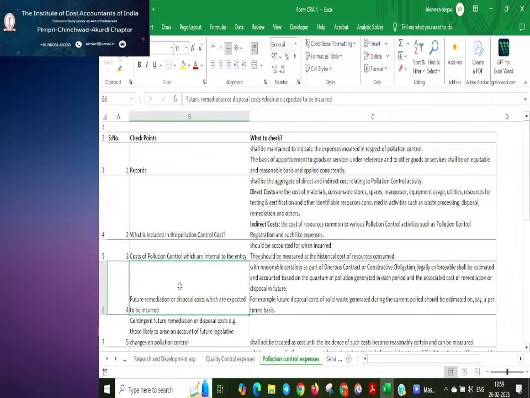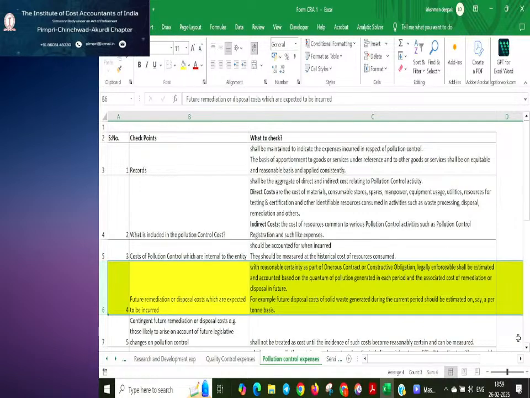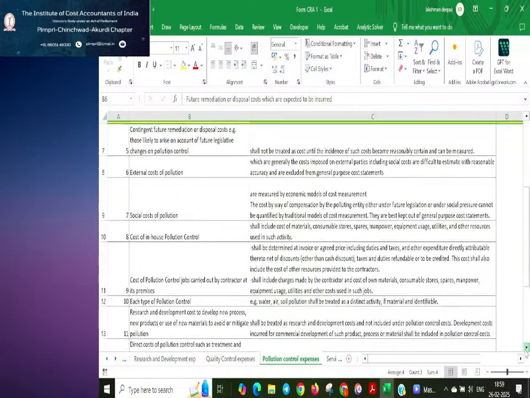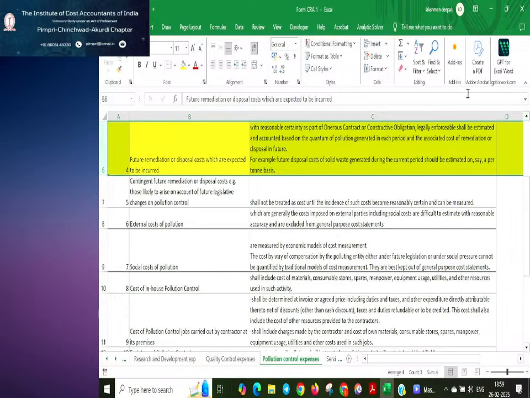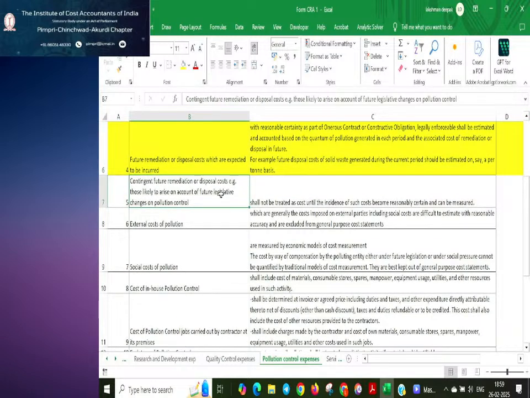So this is important as part of pollution control expenses. We also have a separate cost accounting standard for pollution control. Okay, we will also be going through that. What about contingent future remediation or disposal cost? Example, those likely to arise on account of future legislative changes on pollution control. It shall not be treated as cost until the incidence of such cost becomes reasonably certain and can be measured.